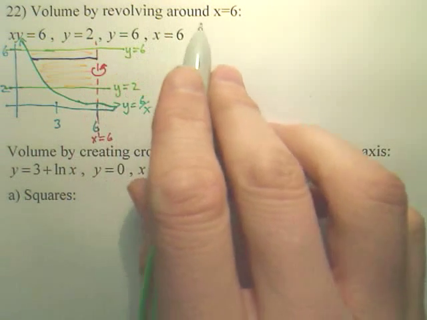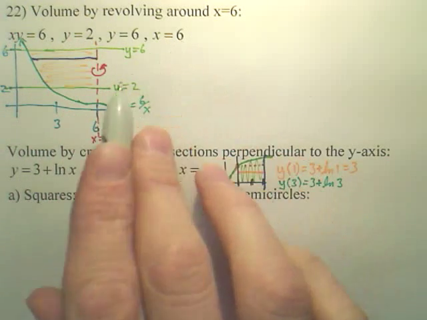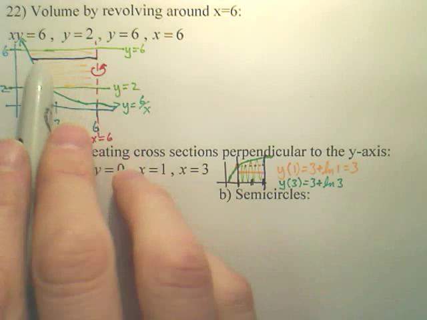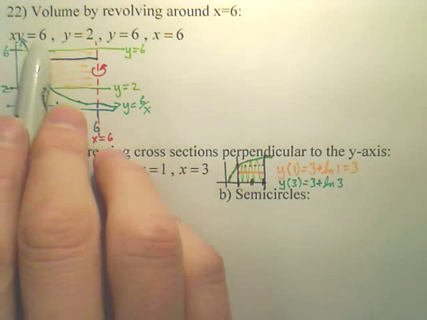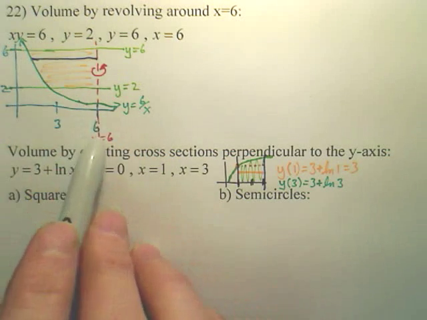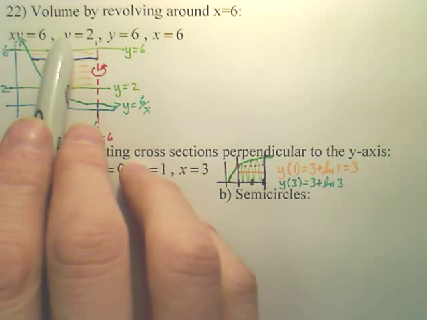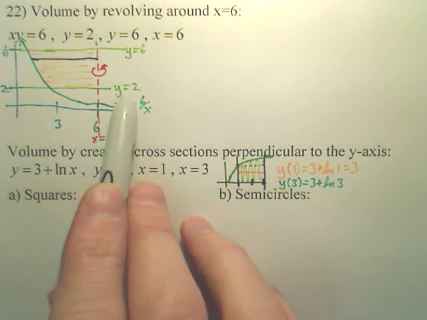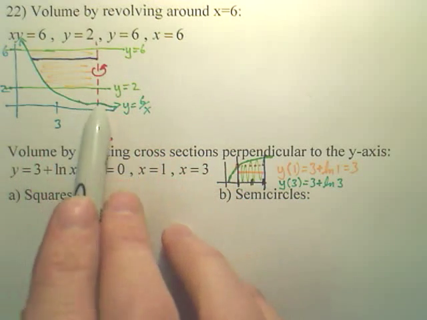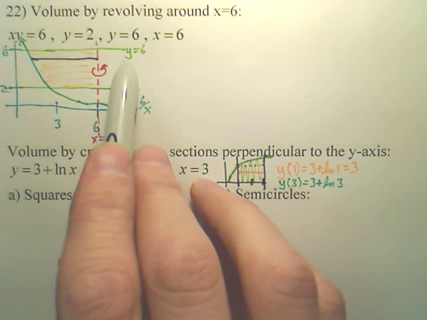If we're going to find the volume revolving around x equals 6, here's all four equations, and here's the picture we drew. Now the picture takes a bit to do, so let's describe it. x times y equals 6. What you first did is make this y equals, so you divided the x over. So you get y equals 6 over x, and this is this line right here. y equals 2 is this line. y equals 6 is this line. And x equals 6 is this red dotted line. And we're revolving it around the red dotted line.